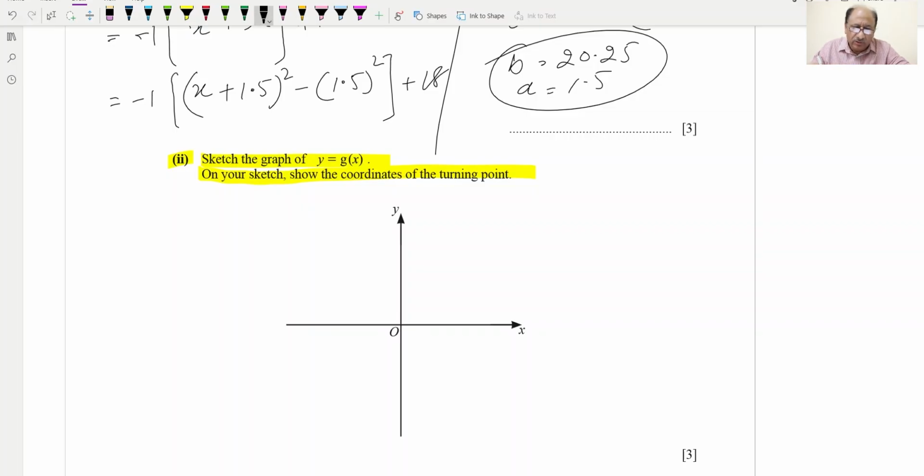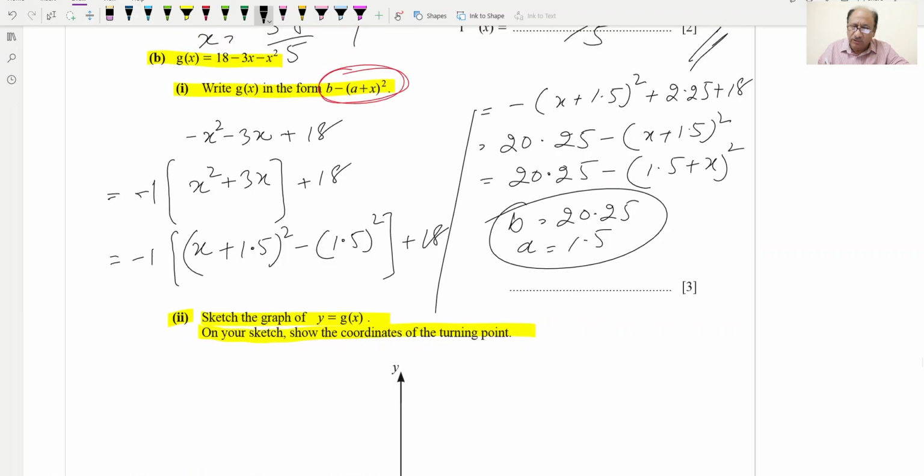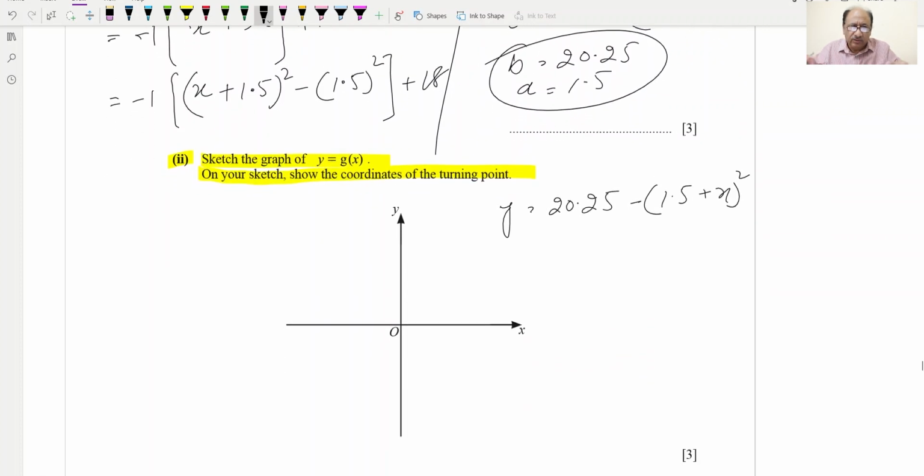We will be taking this equation which we have written over here, which is y in completing the square format. So y is equal to 20.25 minus 1.5 plus x squared. Now we will be taking the coordinates, minus of this value. So minus 1.5, and we are writing minus a and b, this is basically our maximum or minimum point, or you can say turning point. So this will be minus 1.5, 20.25, our turning point. If we are taking minus 1.5 on this side, the turning point will be 20. So 20 we can take, for example, over here.